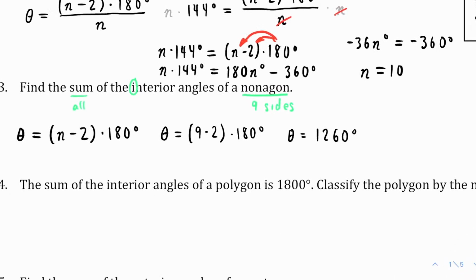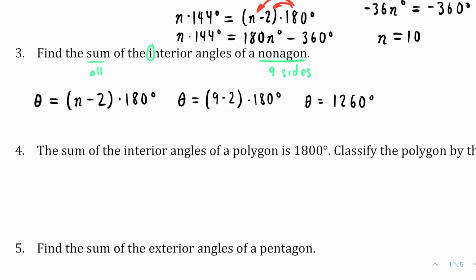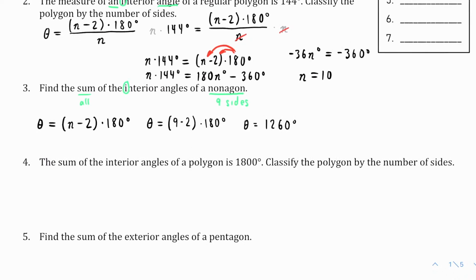Moving on to number 4. The sum of the interior angles of a polygon is 1,800 degrees. Classify the polygon by the number of sides. So this is the same formula we just used. Theta equals n minus 2 times 180 degrees. Only this time, instead of looking for theta, we're trying to find n. So we know that theta, in this case, is 1,800 degrees.